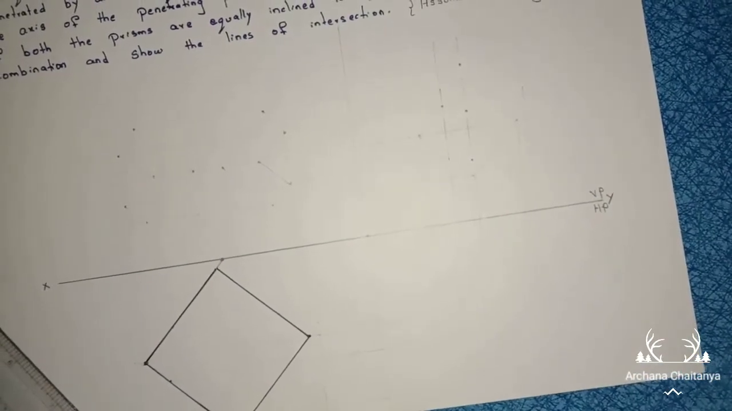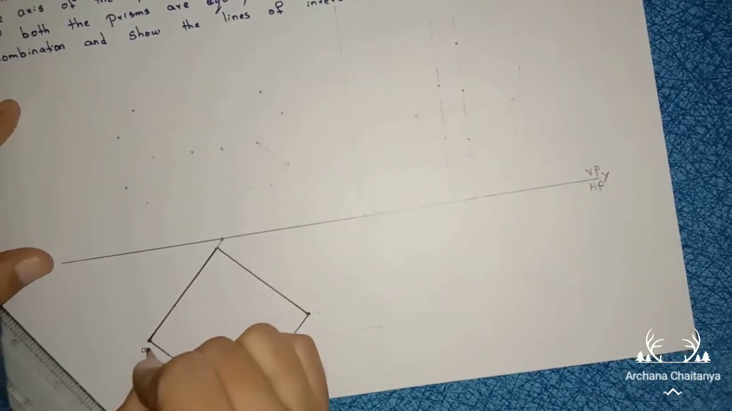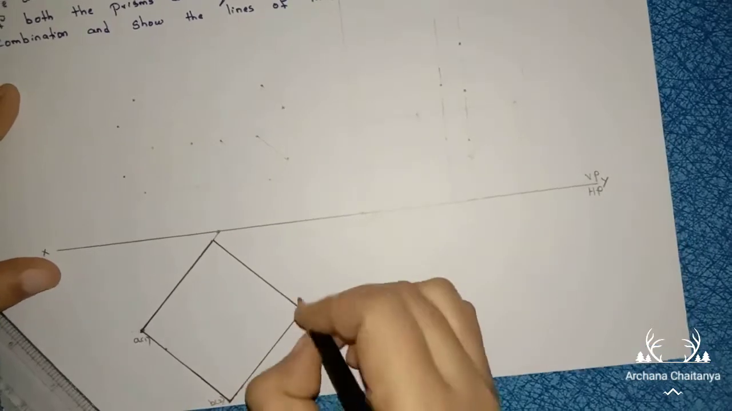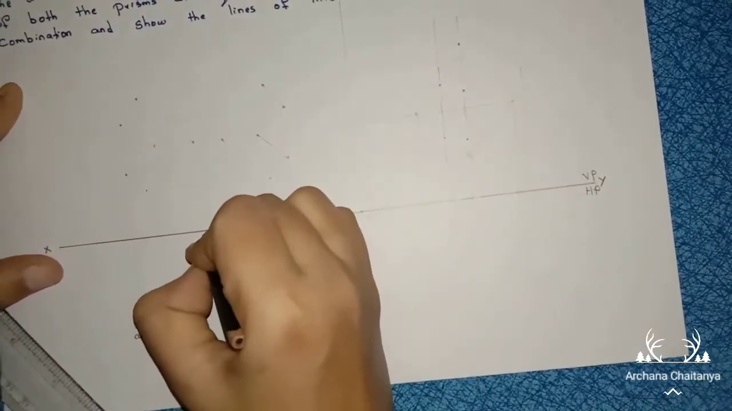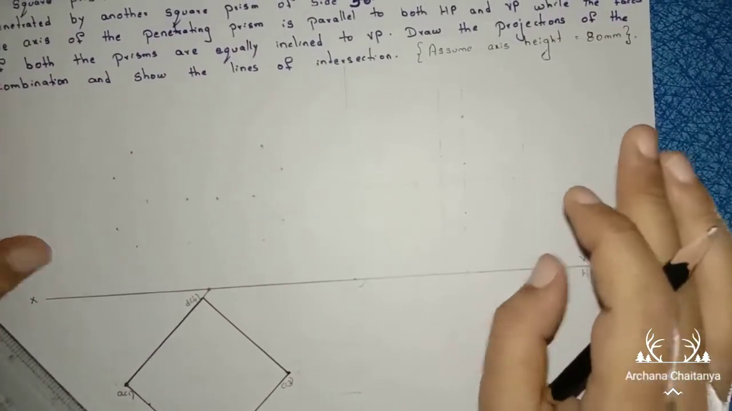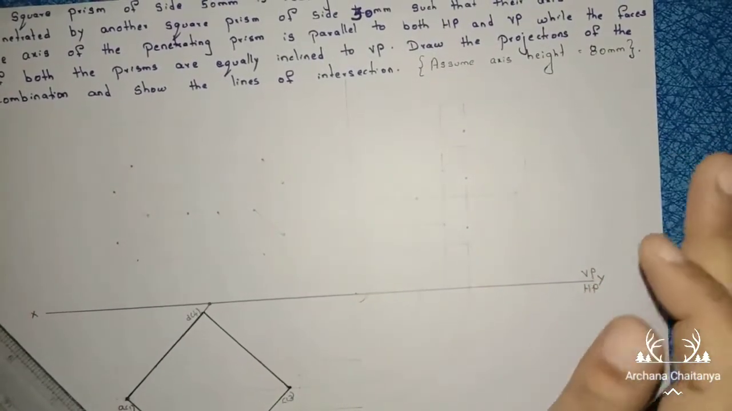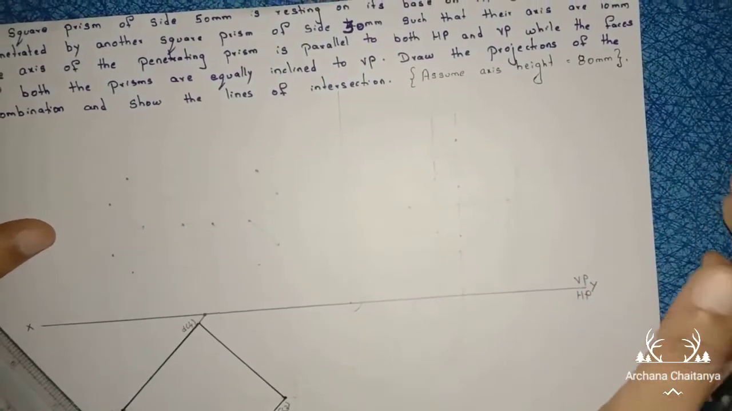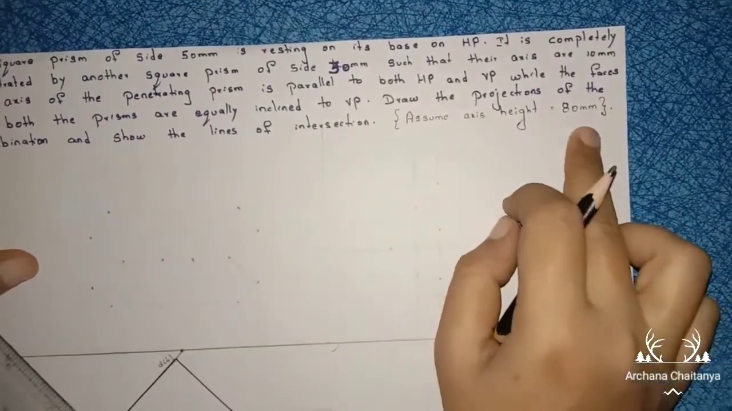After constructing this square, now name the square as A of 1, B of 2, C of 3, D of 4. In this question also they didn't mention the axis height, so you can assume the axis height whatever you want, like 80 mm, 100 mm. Your wish, you can take any axis height. So I took the axis height as 80 mm.